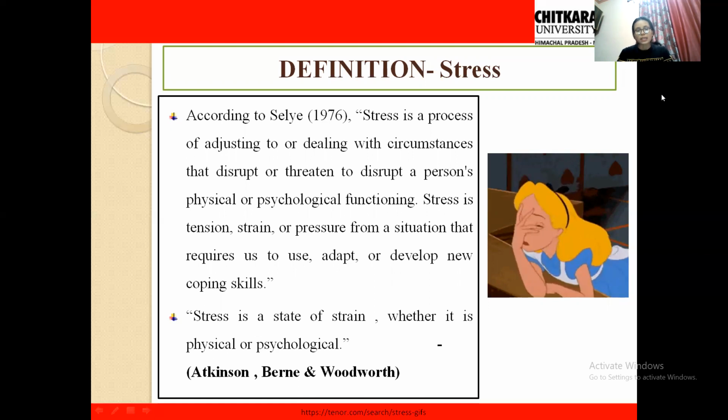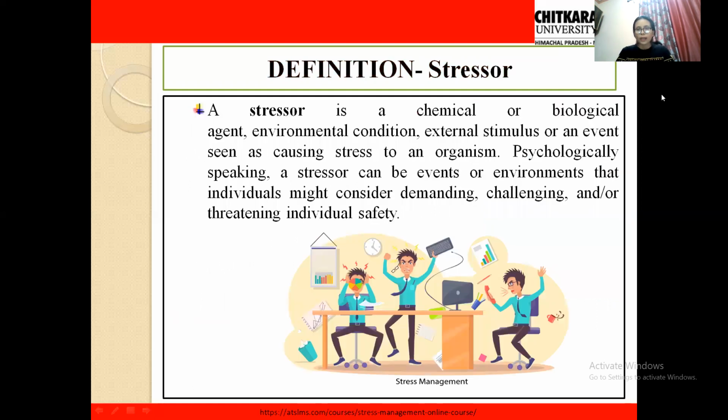So, according to Atkinson, Byrne, and Woodward, stress is a state of strain, whether it is physical or psychological. It doesn't matter, it doesn't focus only on psychological. It might be both physical and psychological at the same time, or it might be only physical or only psychological. But those tensions or strains which occur in our body are called stress. Okay, we know about stress. What is stress? Stress is a particular situation where we feel threatened in our physical as well as psychological status.